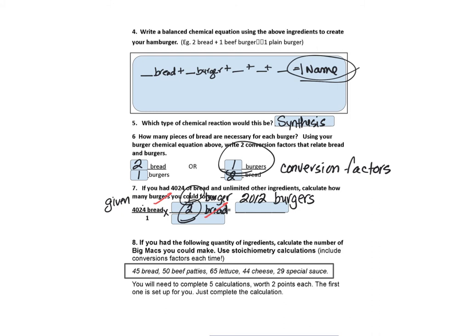Okay, now I know the math is easy here. What we're practicing is using the conversion factor and canceling. And now if you had the following quantities of ingredients, calculate the number of Big Macs that you could make. It's important that you use the conversion factors here. I know the math is easy. You have 45 pieces of bread, 50 beef patties, 65 lettuce, 44 cheese, and 29 special sauces.